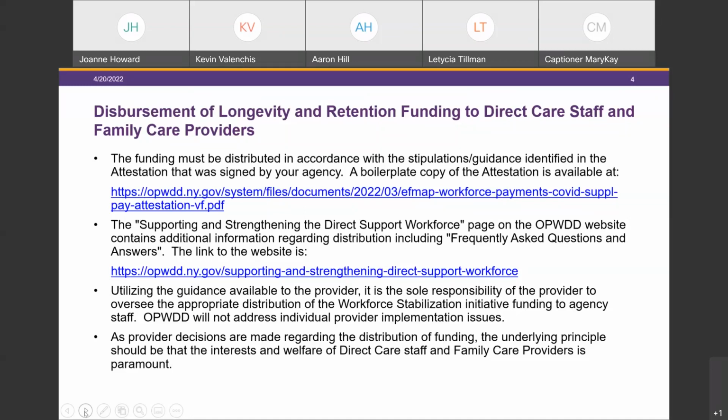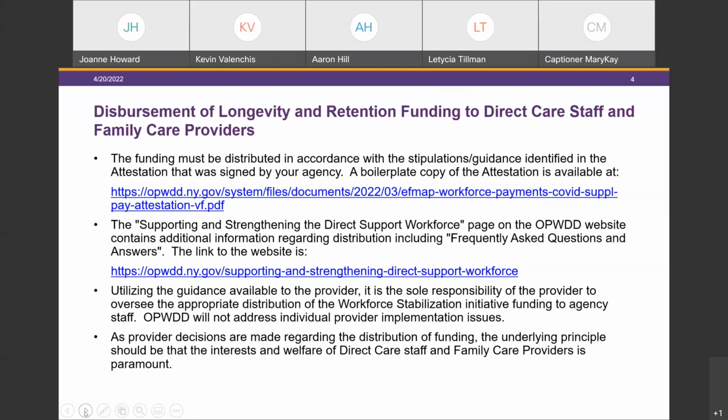The supporting and strengthening the direct care support workforce page on the OPWDD website contains additional information regarding distribution, including frequently asked questions and answers. Again, we have provided you with a direct link to that website and to those questions and answers.